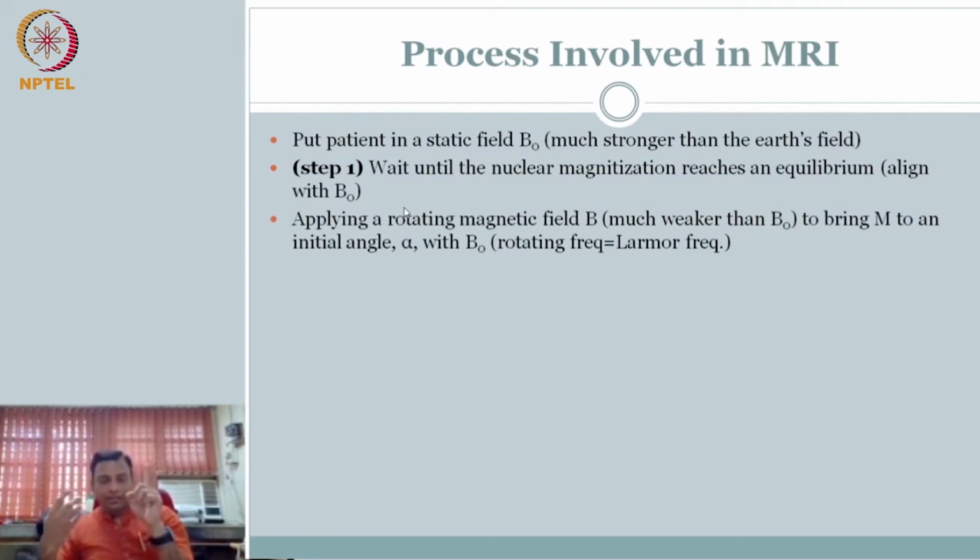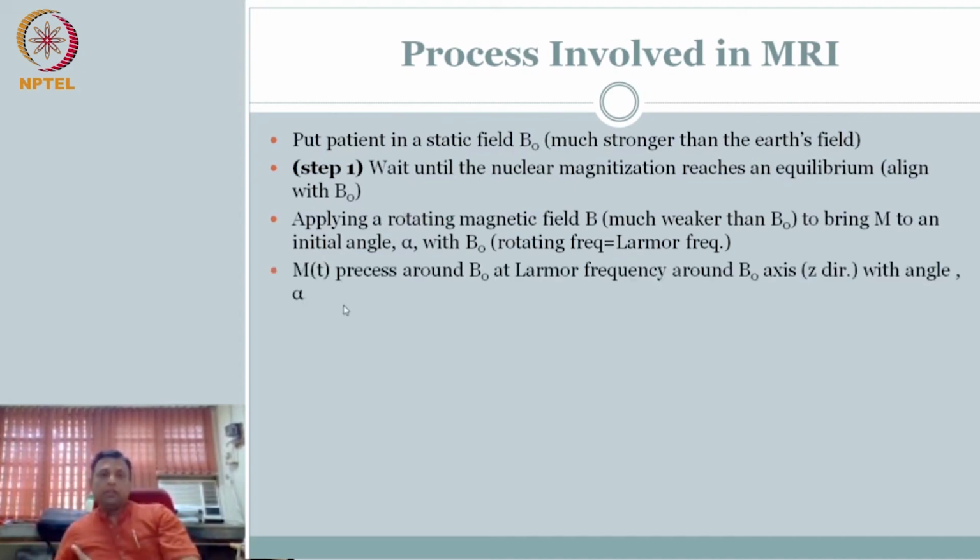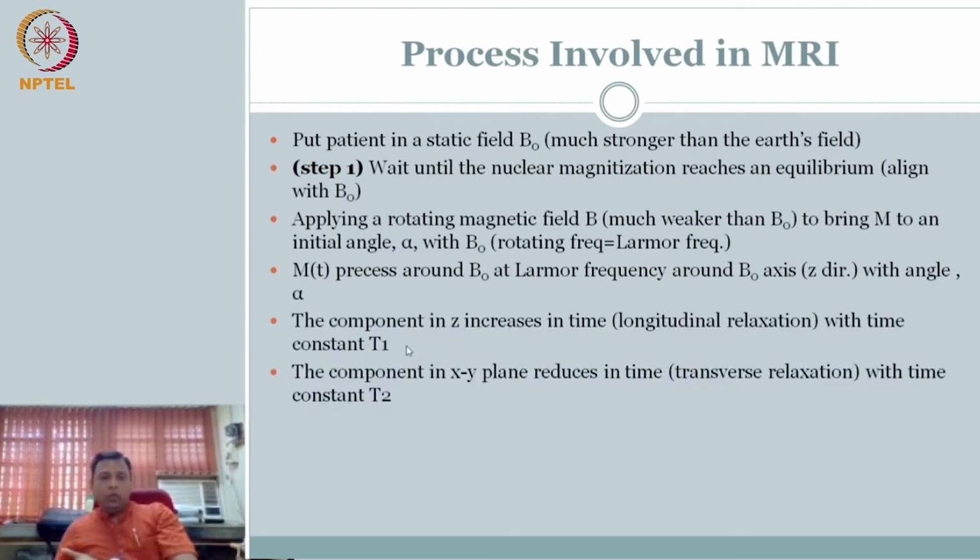But how do I measure it? That is the next level of engineering that we need to do. How do I measure this? So in order to measure this, the first step I'm trying to make is I will apply another rotating magnetic field so that I can bring this component in the XY direction. Okay. So M of T precesses around B naught at the Larmor frequency in the Z direction. Now you have a component in the Z direction, which is referred to as longitudinal relaxation.